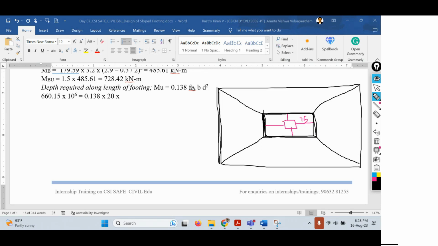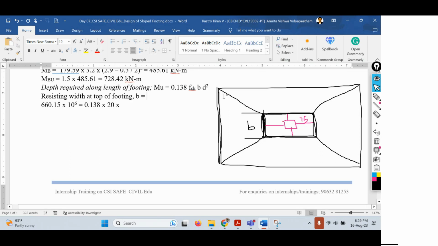So first we have to find out the width of this footing. We have to find out the width of this particular area. So this B we have to find out. Let me call this B. Now we can call this the resisting width at top of footing. So let me write that here itself. Resisting width at top of footing, B equals to, so this value we have to find out.